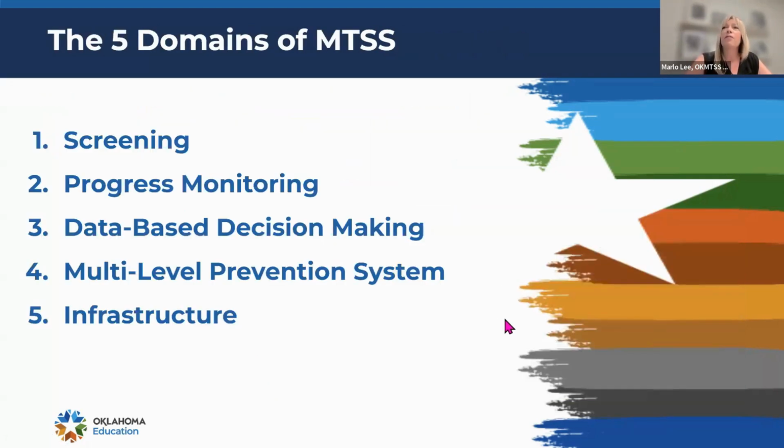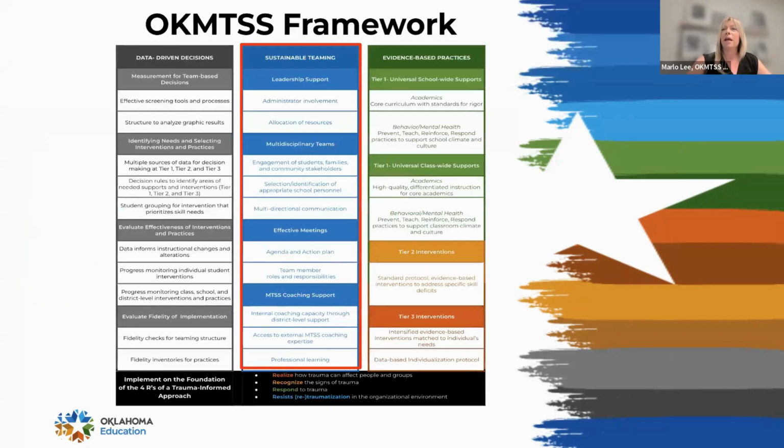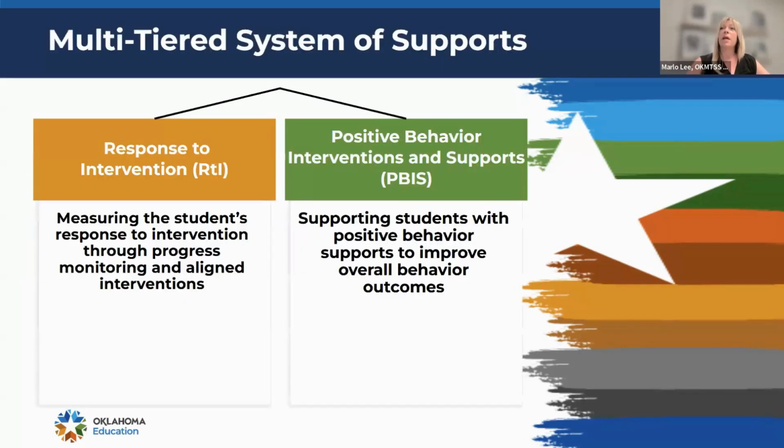There are five domains of MTSS: screening, progress monitoring, data-based decision making, multi-level prevention system, and infrastructure. Today we'll be talking about infrastructure. This is the OKMTSS framework. You are probably used to seeing this. Today we'll be focusing on that middle tier under sustainable teaming. I have that highlighted here for you.